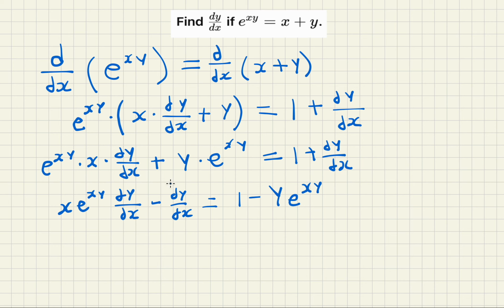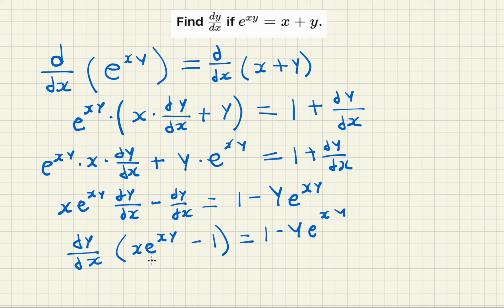Now I can factor out dy over dx. So factoring dy over dx out, I get x e to the power of xy minus 1, right? Factoring dy over dx out gives us that, and that is equal to 1 minus y e to the power of xy. Now all we need to do is divide both sides by x e to the power of xy minus 1, and that will give us dy over dx.